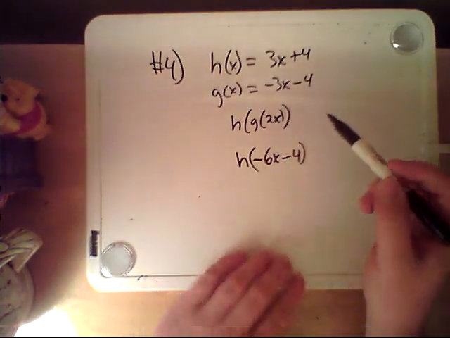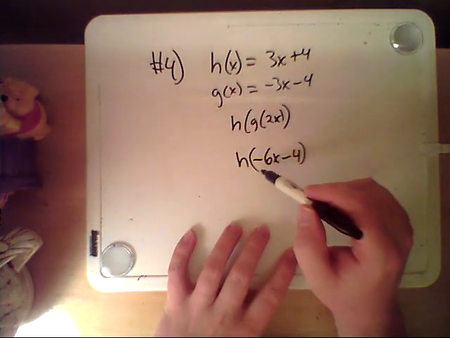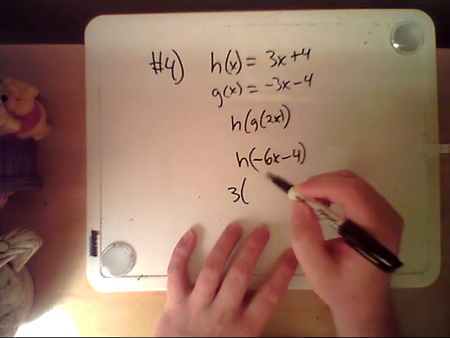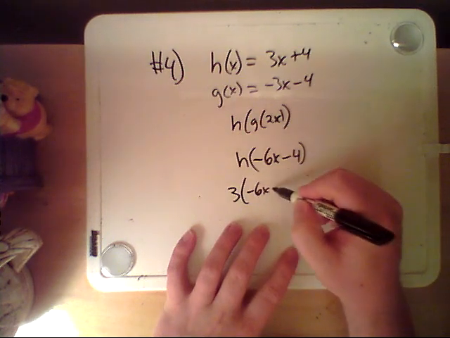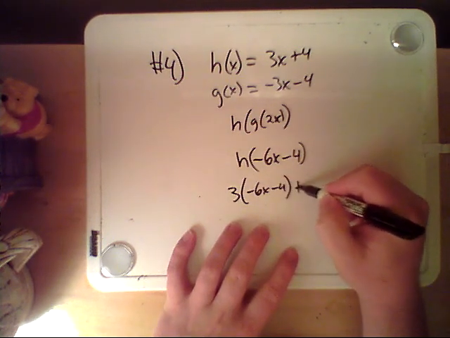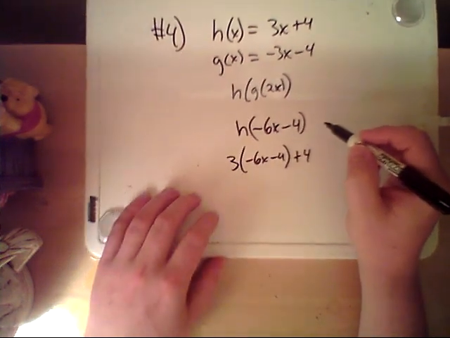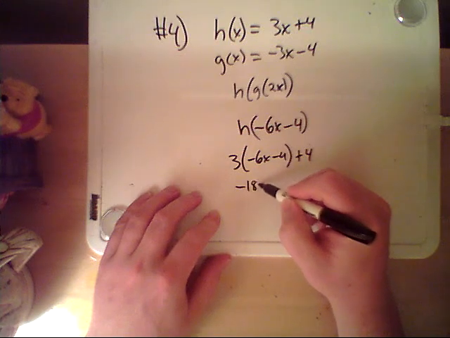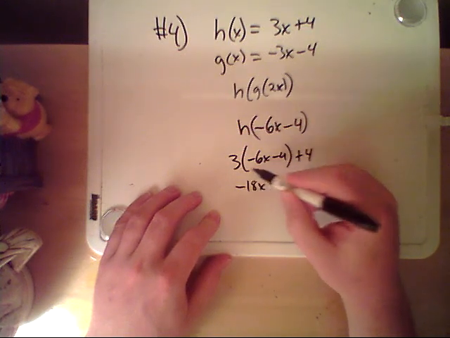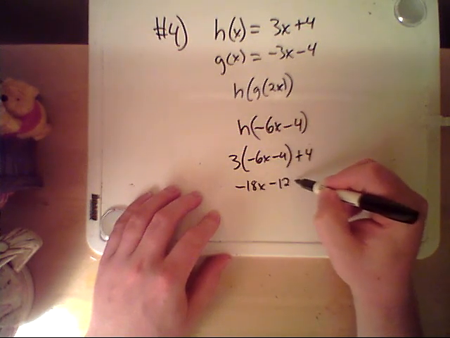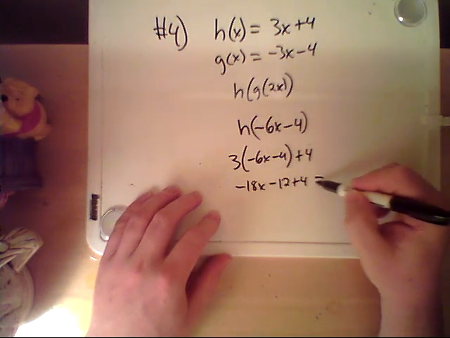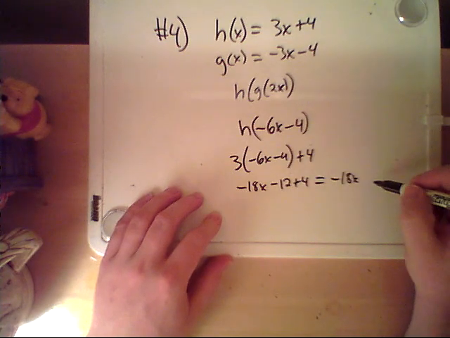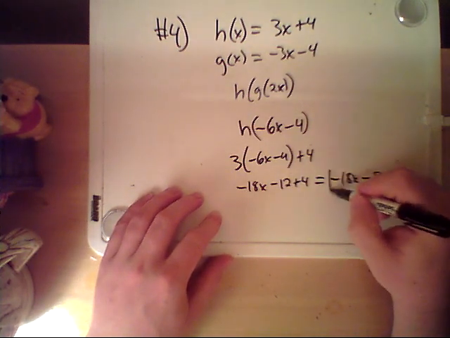I need some more room here. So anytime we see an x, we're going to replace it with negative 6x minus 4. So it'll be 3 times negative 6x minus 4 plus 4. Okay, so let's distribute this. We got 3 times negative 6 is negative 18x, minus 12, plus 4. Let's combine these. Negative 12 plus 4 is going to be negative 8. So it equals negative 18x minus 8.